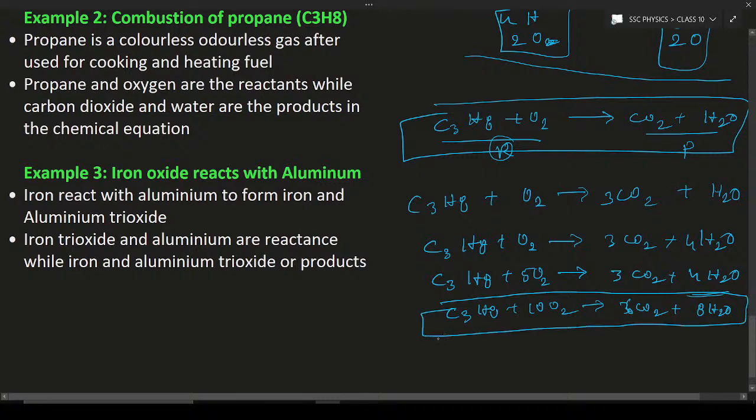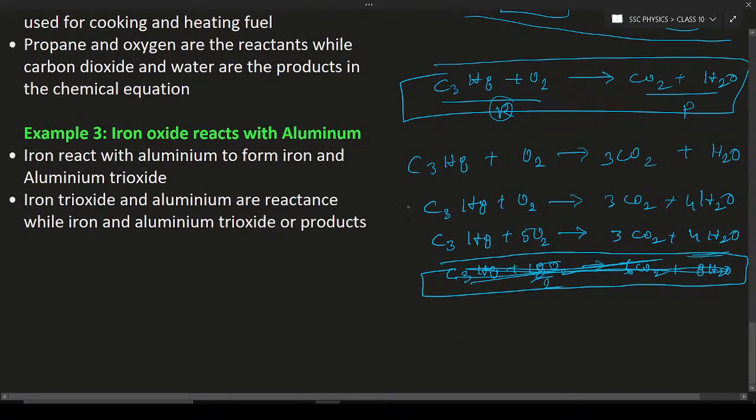it should be the smallest whole number. So we have to divide the 10 by 2, which is nothing but 5. This is the reason we are not writing this chemical equation. We have to make sure that we write the smallest whole number coefficients.